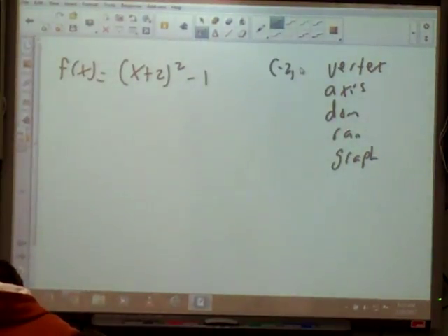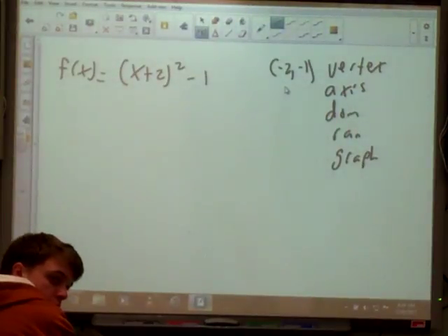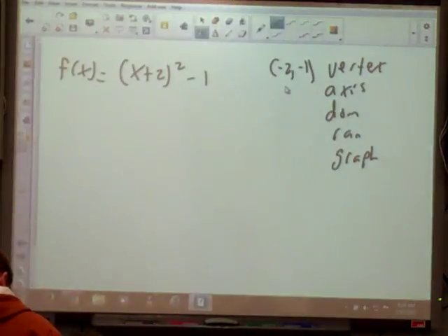Alright, now keep going. On the (-2, -1), the only thing that people will miss on that is they'll forget to make their h the opposite. Remember that it's a positive 2, so he made it -2. Everybody good on the vertex? Yes. All right.